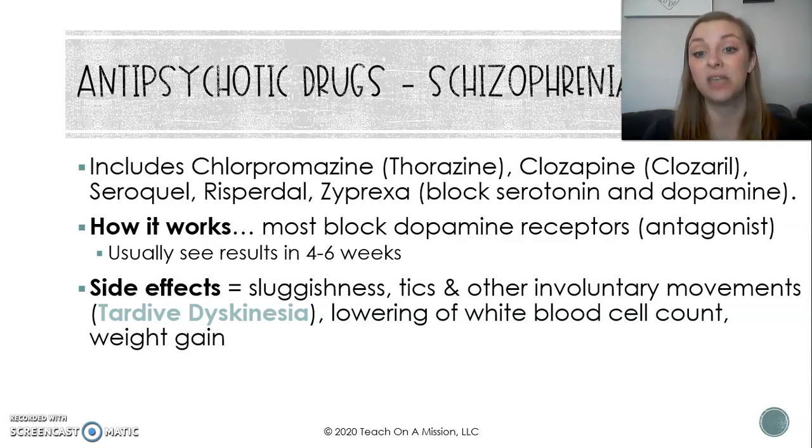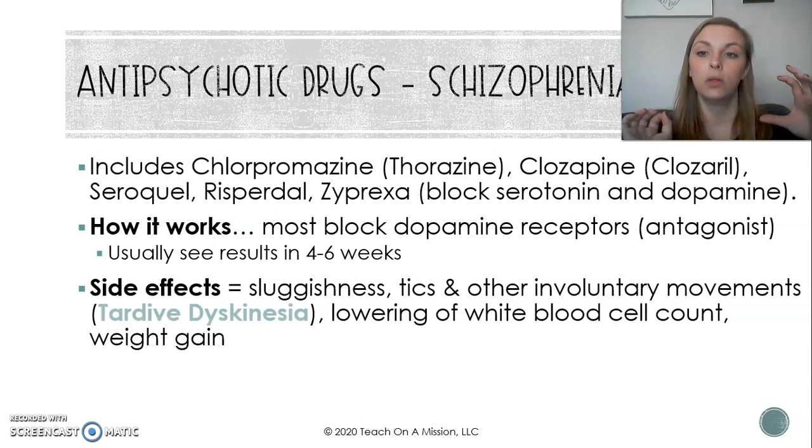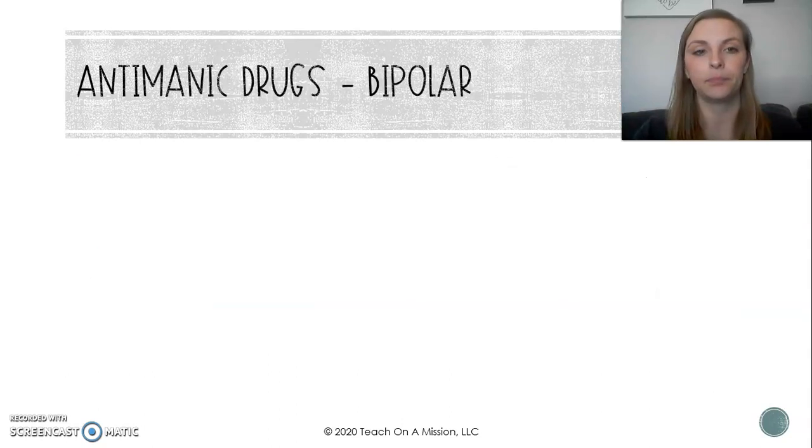Some people have tics or other involuntary movements that are called tardive dyskinesia, lowering of white blood cell counts. You can have weight gain from these. And so these are going to focus on blocking serotonin and dopamine in the brain. Okay.